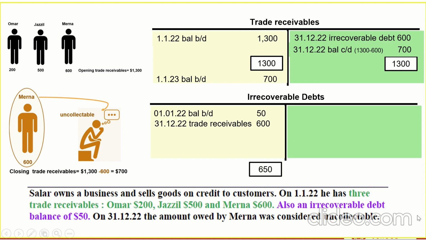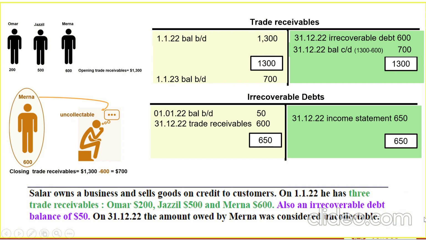Now let's balance the irrecoverable debt account. You can see the debit side is greater. Write it in the total. There isn't any value on the credit side, so 650 take away 0 gives the same answer. 31st/12/2022, you transfer this to the income statement under the section of expenses.